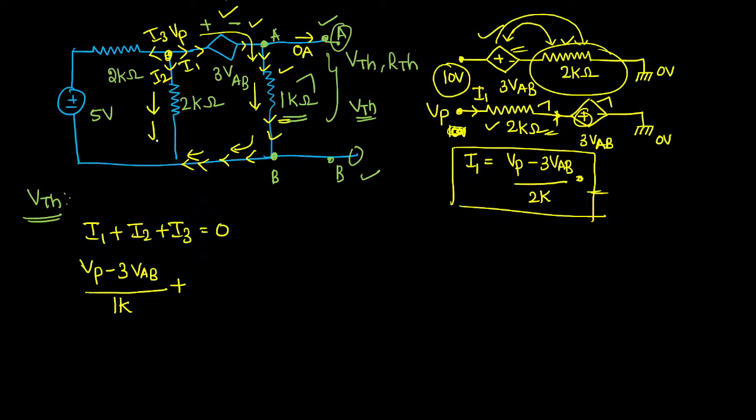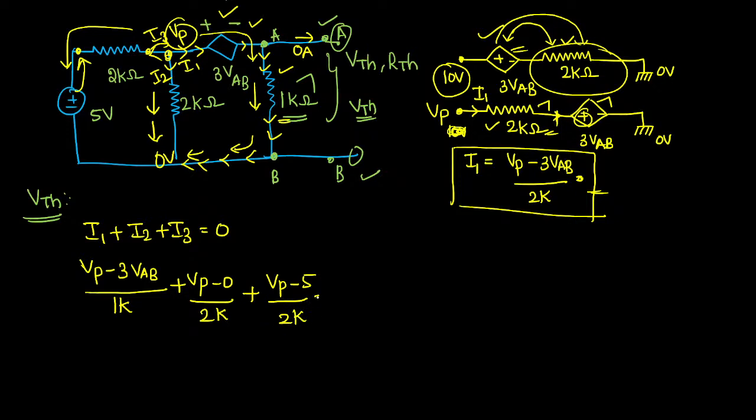I2 is here. Here we have VP, and here we have 0 voltage. I2 can be written as VP minus 0 divided by 2 kilo ohm. I3 is the current flowing through this branch, and in this terminal we have VP, and in the other terminal the positive plate with the 5 voltage. So this can be written as VP minus 5 divided by 2 kilo ohm, and the sum equals 0.